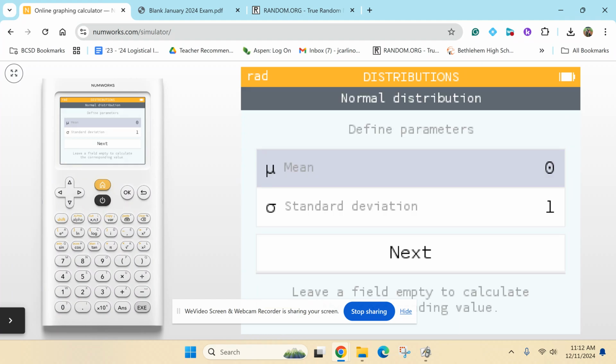It can't make it any easier for you now. What's it asking for? You don't even need to know that symbol, the words are right there. It says type in the mean, please, which in this problem is 72. Okay, so everyone type in 72.